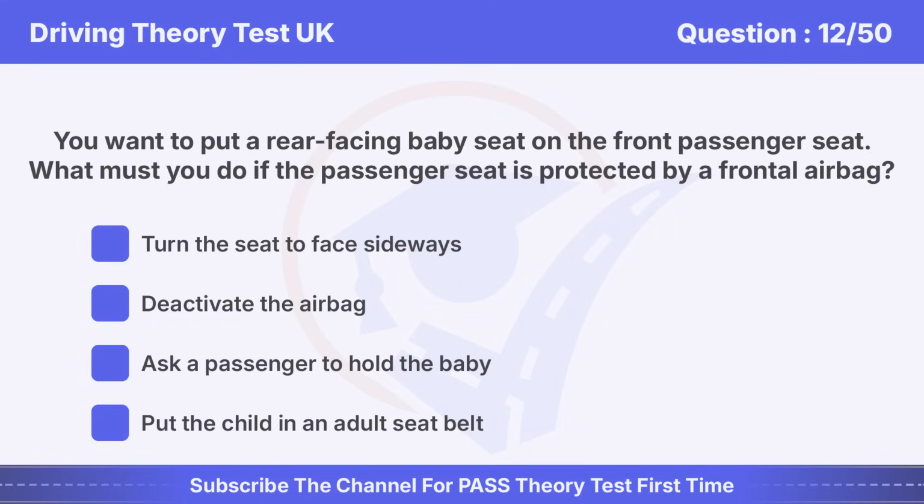Question 12. You want to put a rear-facing baby seat on the front passenger seat. What must you do if the passenger seat is protected by a frontal airbag? Option A. Turn the seat to face sideways. B. Deactivate the airbag. C. Ask a passenger to hold the baby. D. Put the child in an adult seat belt.